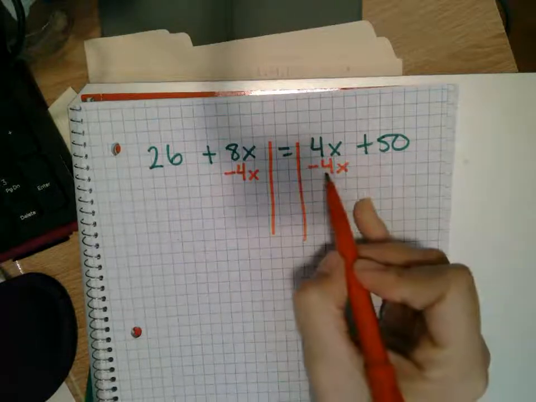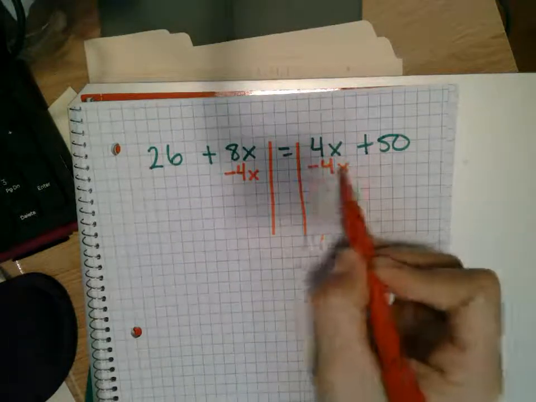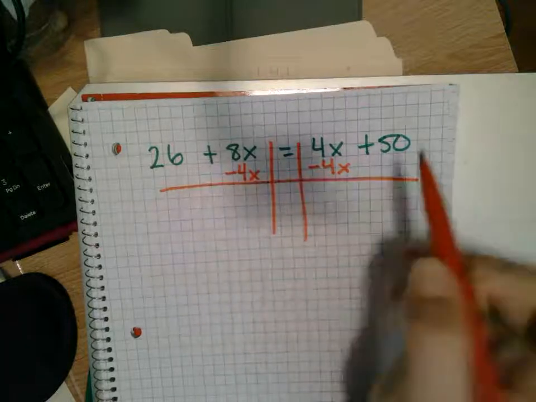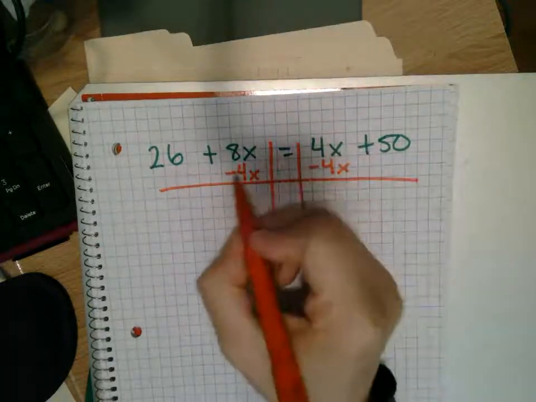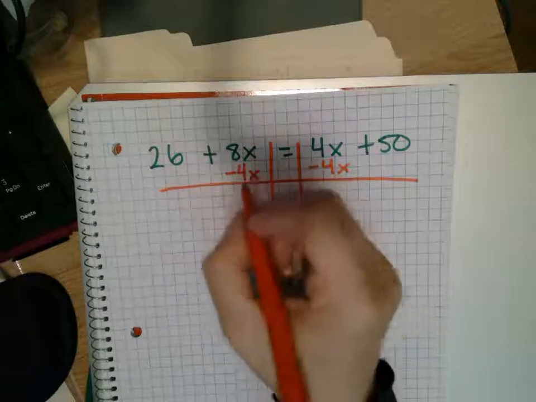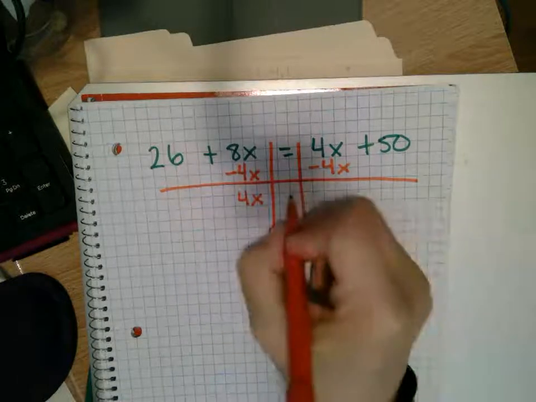So I'm going to subtract 4x. What happens here? This gets eliminated. We end up with 0, which is what we want. On this side, we have 8x minus 4x. 8x minus 4x is 4x equals.